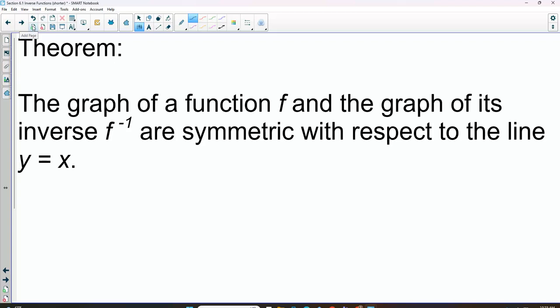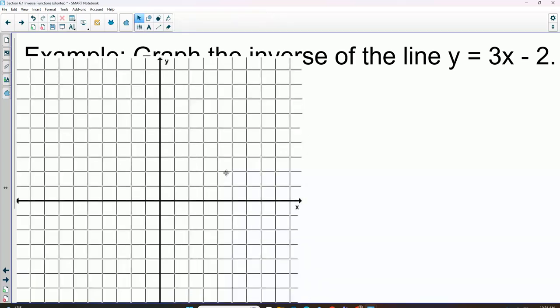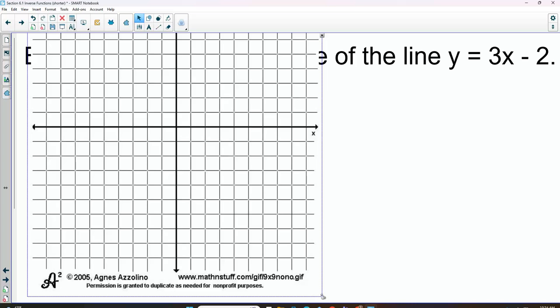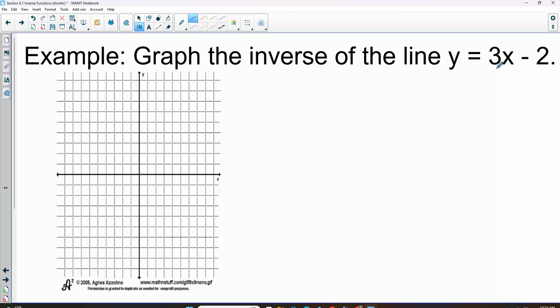Because an inverse flips x and y, the graph of a function and its inverse are always symmetric over the line y equals x. So if I ask you to graph the inverse of this line, we could start off graphing our line. We should all know how to do that. How do you graph this line? Y-intercept is -2. Slope is 3/1. So from the y-intercept, we go up 3/1.